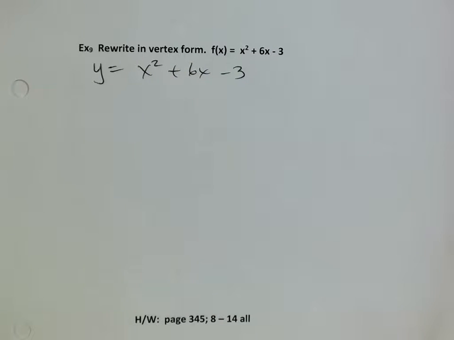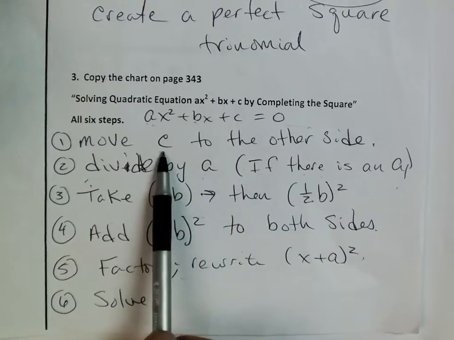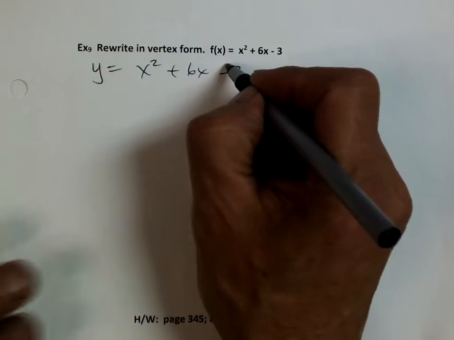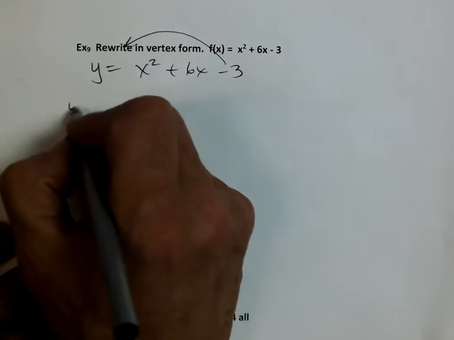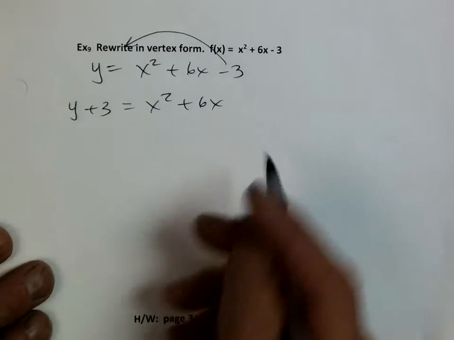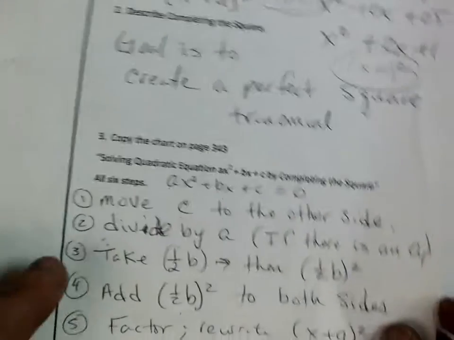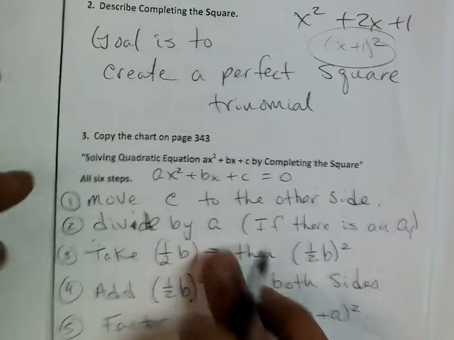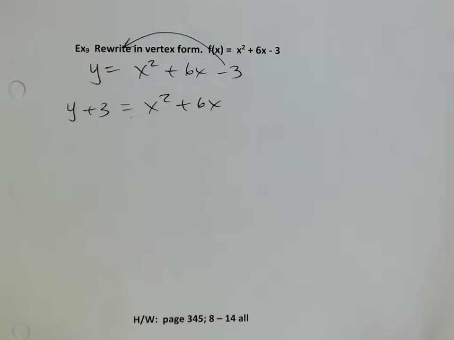F(x), y, the same thing. Step 1: move c to the other side. So move the 3 to the other side, and I have y plus 3 equals x squared plus 6x. Step 2, divide by a. There is no a, so I'm not going to worry about it. I'm not going to divide out the a.